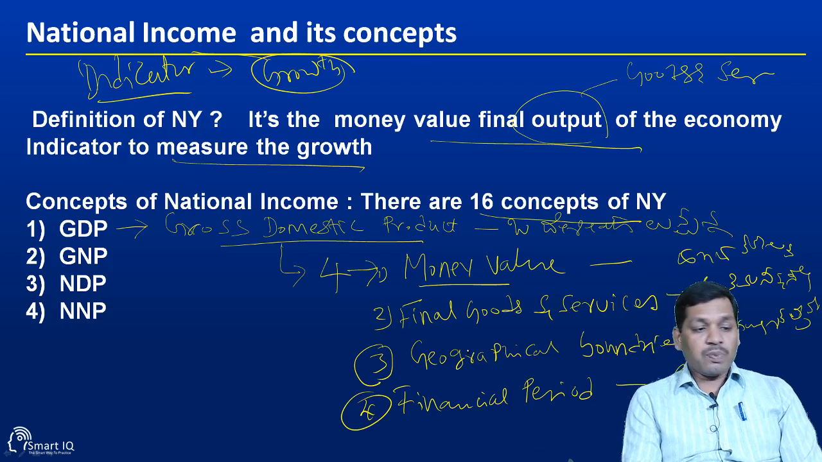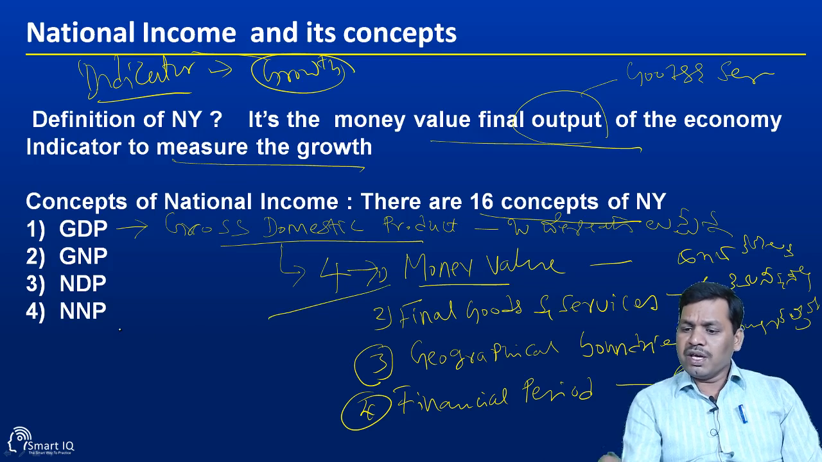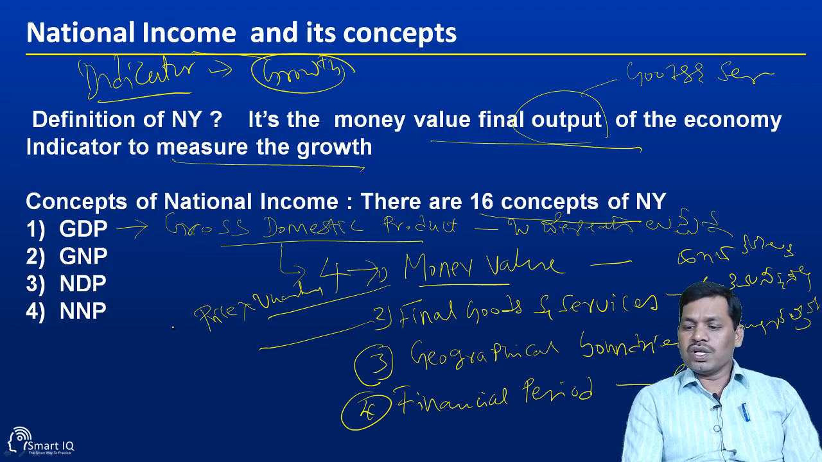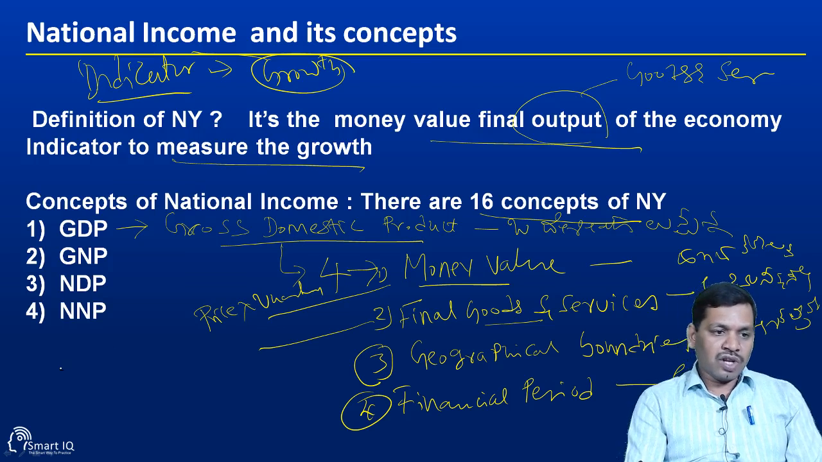Dear friends, let me spend a few minutes on all these four concepts. Money value, I mean it's nothing but price into quantity. So we produce all the final goods and services. Dear students, you should remember the goods and services in the economy are coming from these three sectors. In the economy, we have 3+1 sectors.